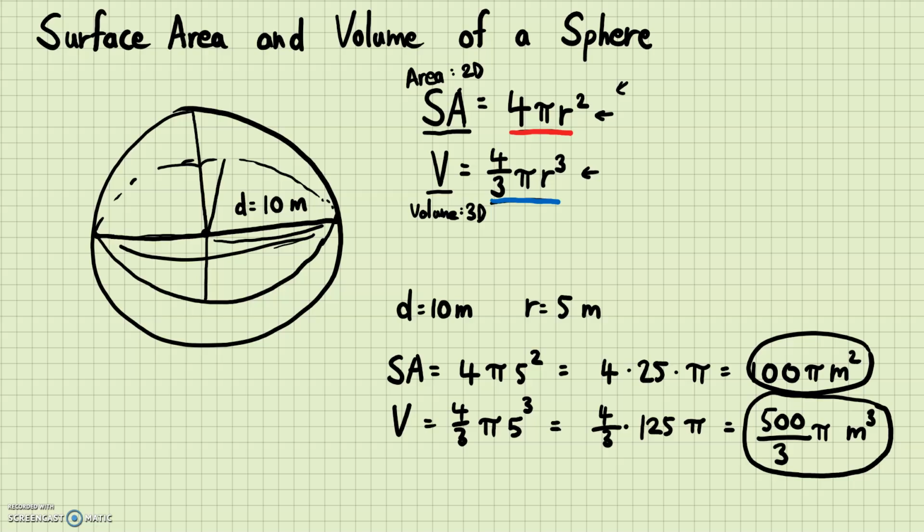So the important thing is to notice that in the formula, you just need the radius for the sphere, because radius is really the only measurement that you need. So once you have the radius, you can find both the surface area and the volume of a sphere.